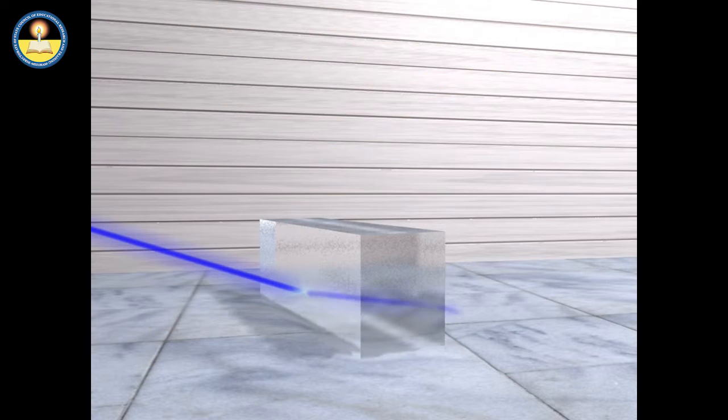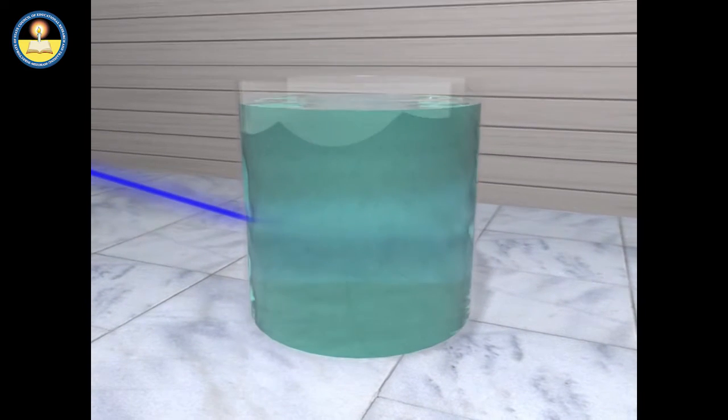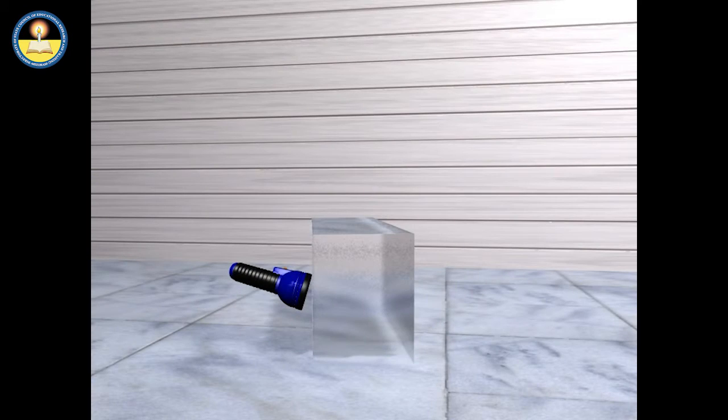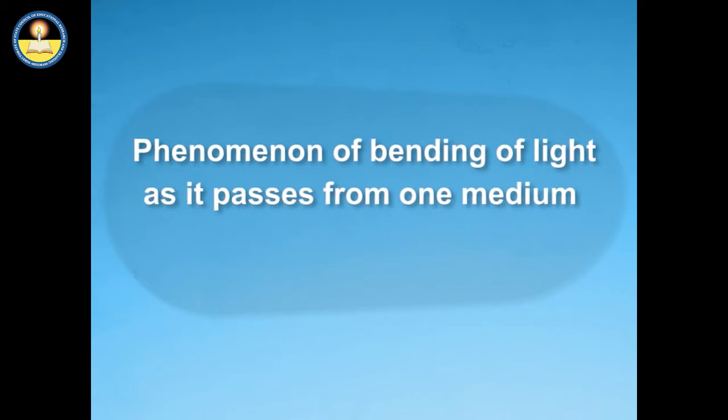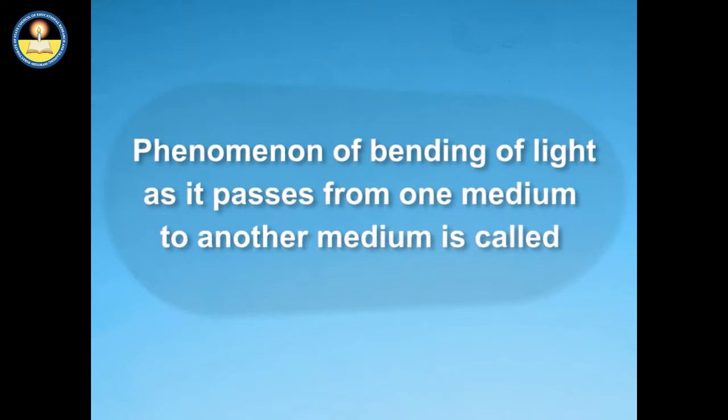When a beam of light travels from one medium to another obliquely, it changes its speed at the interface or the boundary of the two media due to change in the density of the medium, and thereby changes its direction also. It can be seen when a light ray enters or leaves a glass slab or glass of water. The moment the ray of light enters another medium, it bends. The phenomenon of bending of light as it passes from one medium to another is called refraction of light.